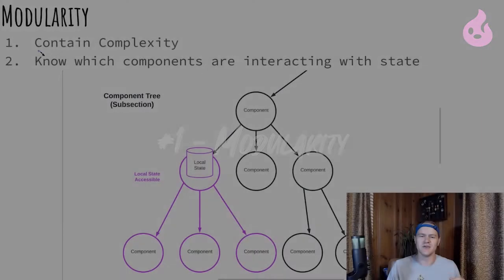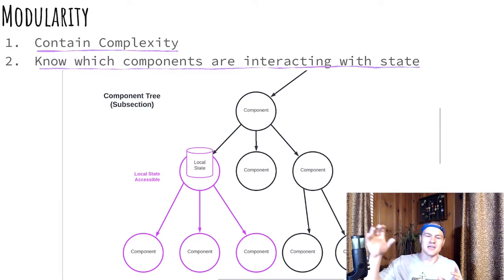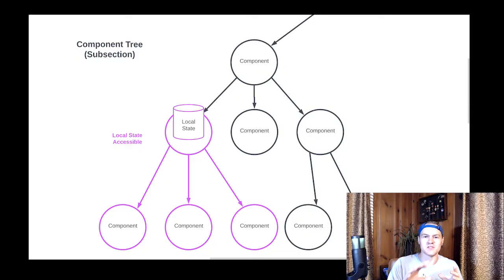Advantage number one is that you get increased modularity. Local state is only accessible by a small part of the component tree. Like we said, that means any complexity related to that local state is contained within a small part of the component tree. Knowing that no components outside of this subsection that has access to the local state are able to mess with that local state means no other part of the app can break that local state. If something breaks, we know that it happened within this small subsection of the app because we have that guarantee that no other component can access the state, right?